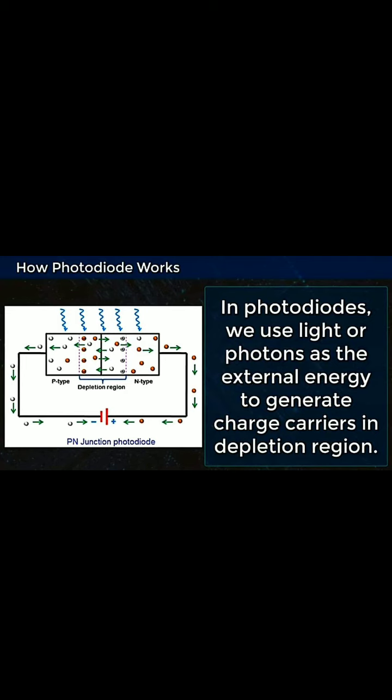Due to that incidence, the free electrons and holes are generated inside the depletion layer, and they are attracted to both sides. Then they move through the outside path, which is connected in a reverse bias condition, and constitute the electric current. That's why the current we get from a photodiode is called photocurrent.